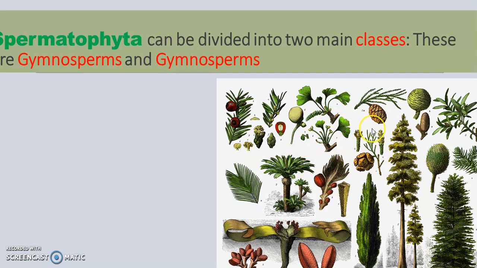This picture represents gymnosperm plants. They are actually plants that do not produce fruit. They produce seed, but their seeds are naked, which means open seed plant. That's the meaning of gymnosperm.